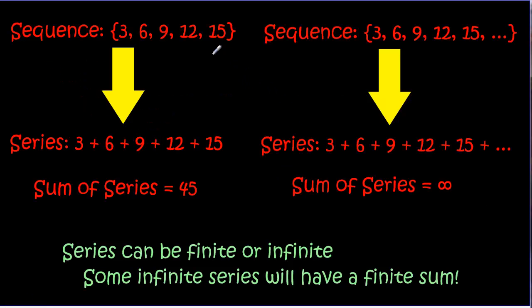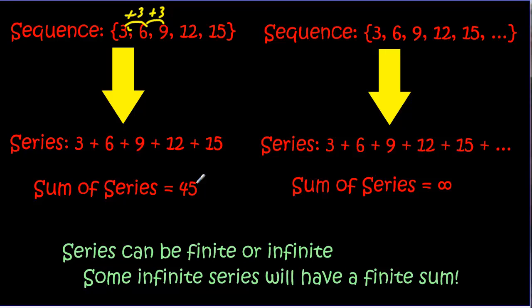So here's a couple examples. Here's a sequence similar to what we did before. We can see here that as we increase, each number is going up plus 3. So that is an arithmetic sequence. And if we turn that into a series, we would be just adding each of those terms. And this time we just add those up and we get 45.